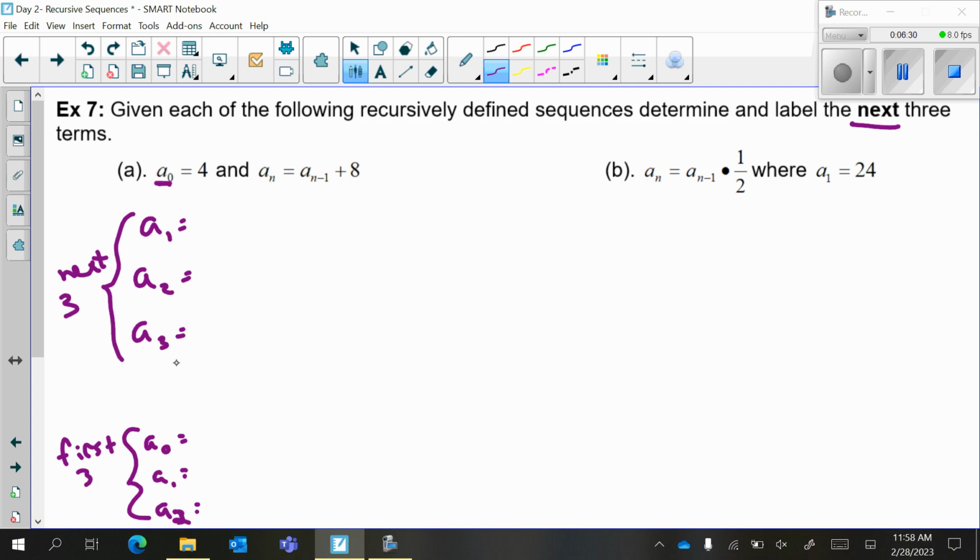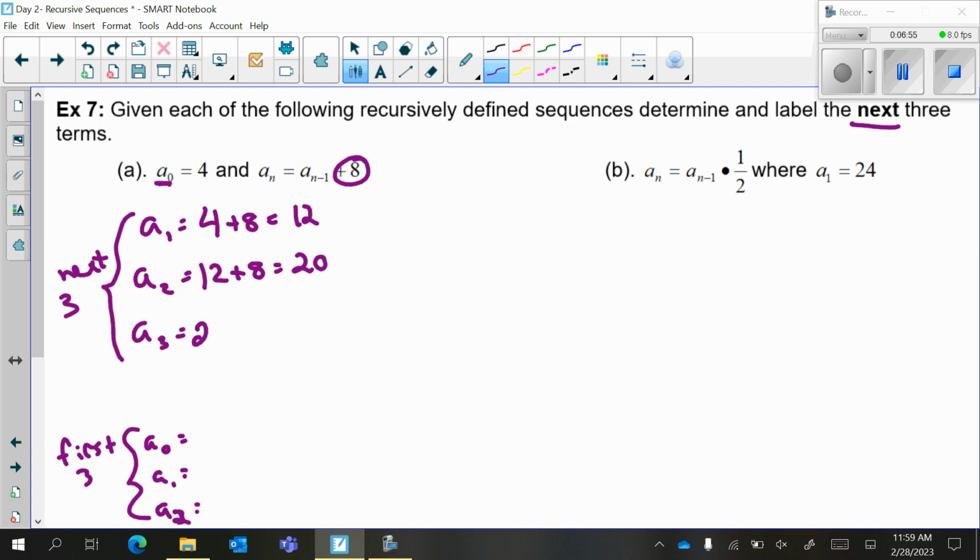Anyway, they did want the next 3, so our pattern is to add 8, the previous plus 8. Well, what came before a sub 1? The previous was 4. So 4 plus 8 is 12. Then we have the previous plus 8. Now the previous is 12, so 12 plus 8 is 20.